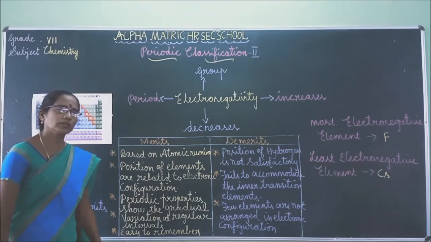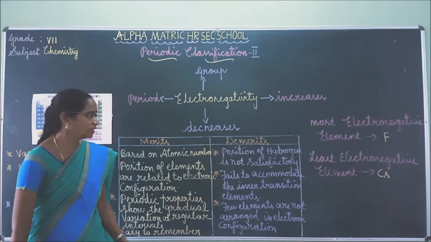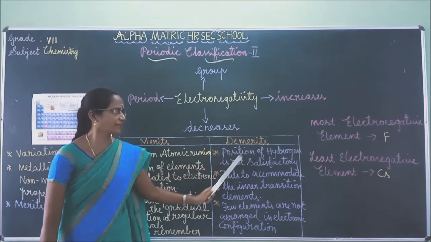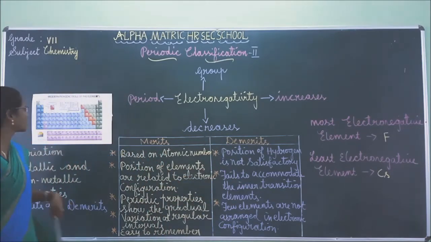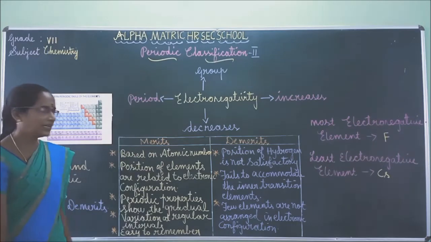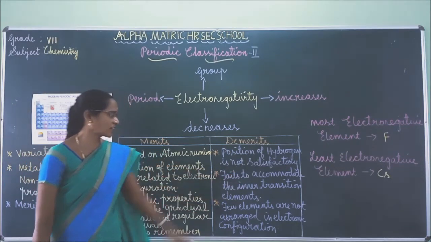So these are some of the merits of the periodic table. Next we can go to the demerits. What are the demerits of periodic table? Here, the first demerit is position of hydrogen is not satisfactory. Hydrogen is the first element in the periodic table at the top left hand side, isn't it? But this position is not satisfactory, so it comes under the demerits.